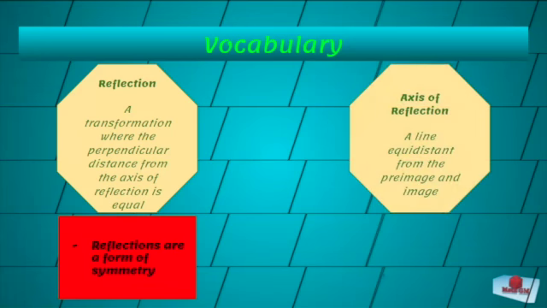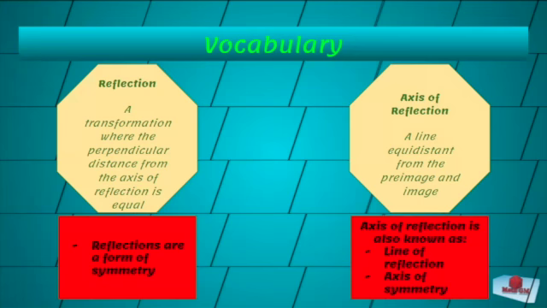Okay, what is an axis of reflection? It's a line that is equidistant from an image and its preimage. So essentially, it's a line that is right in between an image and preimage. An axis of reflection is also known as a line of reflection or an axis of symmetry.